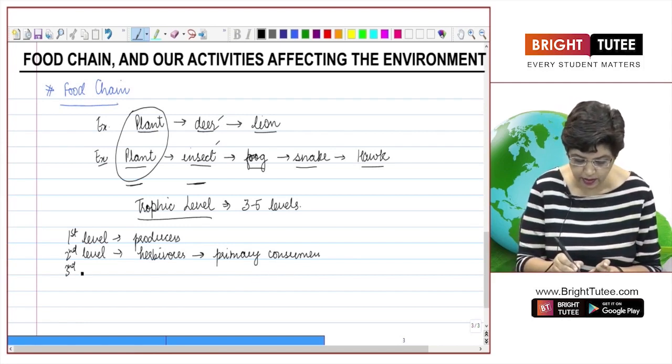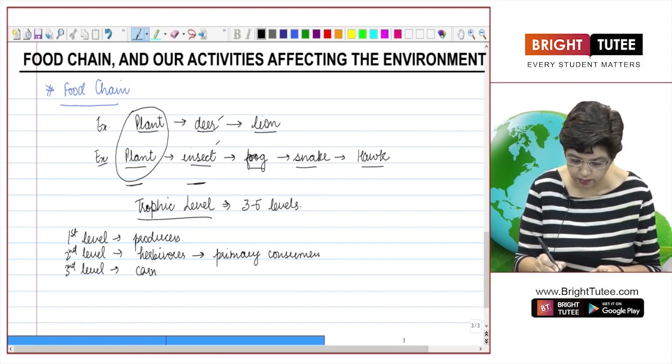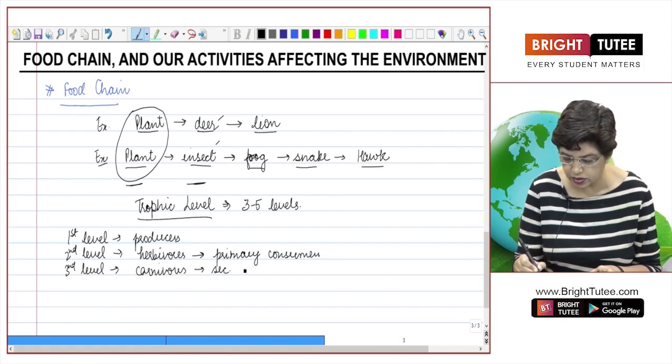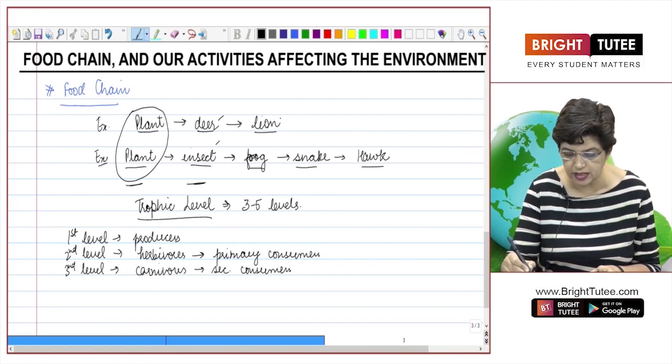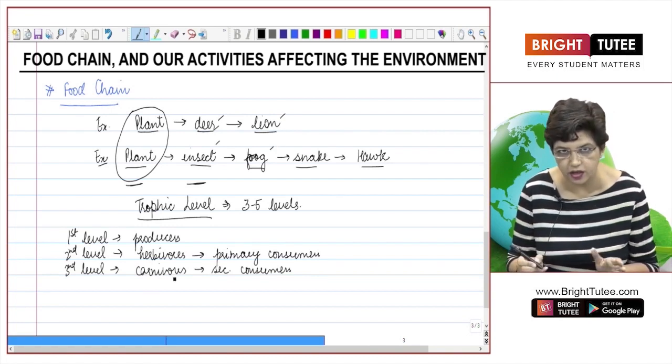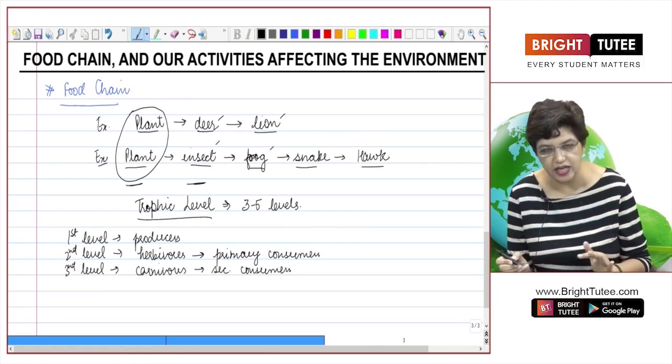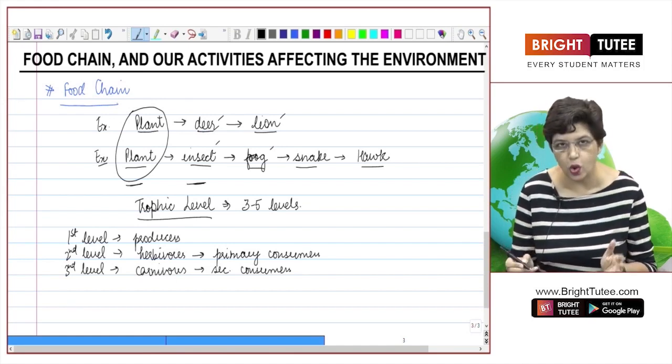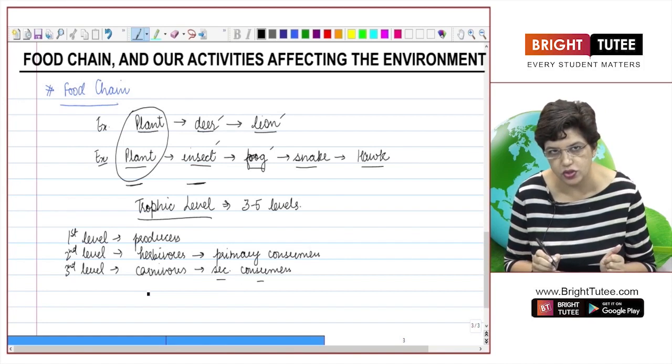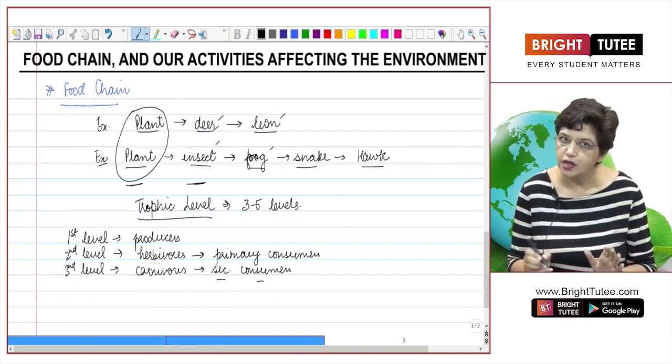The third level consists of carnivores or the secondary consumers. So in this case, the lion and the frog, they are the carnivores or the second level secondary consumers. Some food chain also have tertiary consumers or the bigger carnivores. So these are the parts of the food chain.